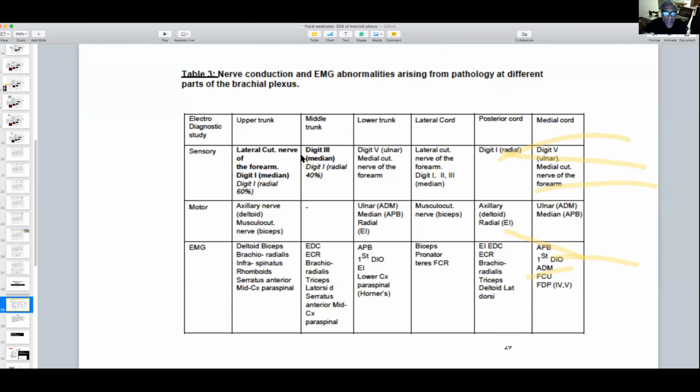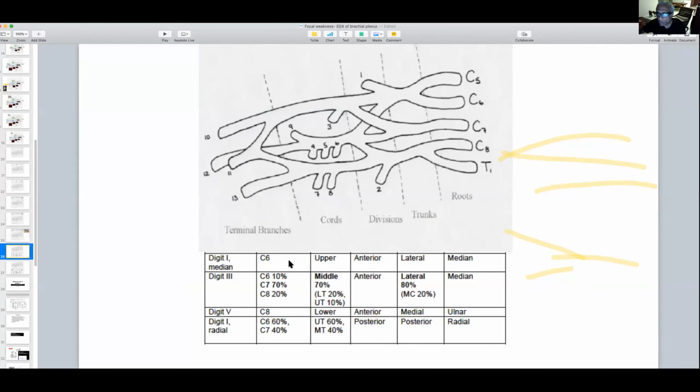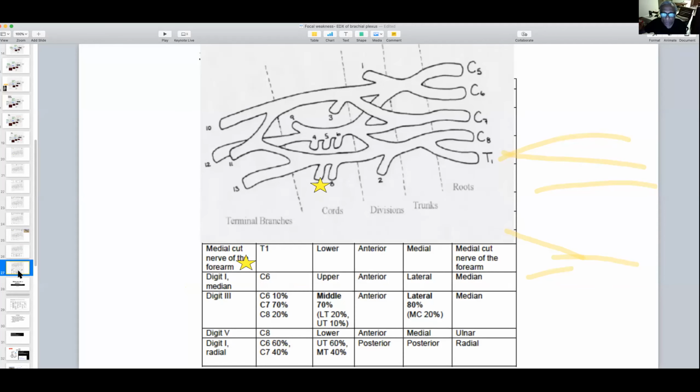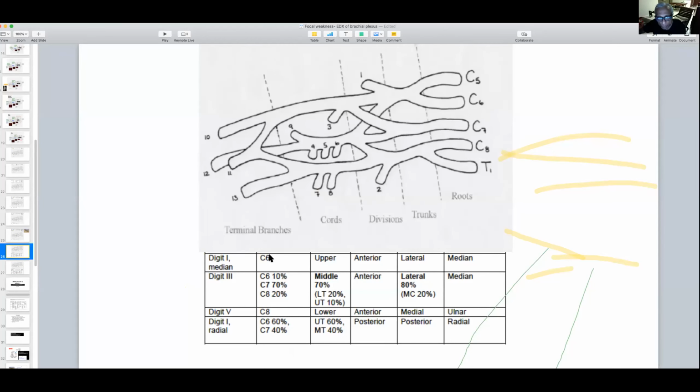So for C5, C6, obviously you would go for the sensory nerves. Remember we were saying just now, C5 we don't have a sensory nerve. C6 we have a very good sensory nerve, digit 1. C8 we have a very good sensory nerve, digit 5. And for T1 we have the medial cutaneous nerve of the forearm. Sorry, for C6 I said it wrongly. For C6 we have the lateral cutaneous nerve of the forearm and we have digit 1 median.